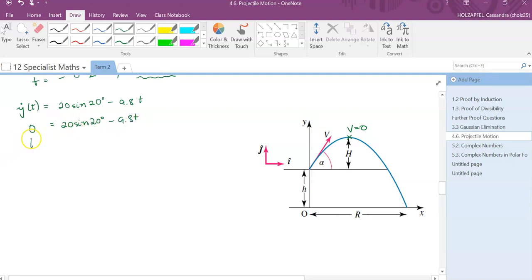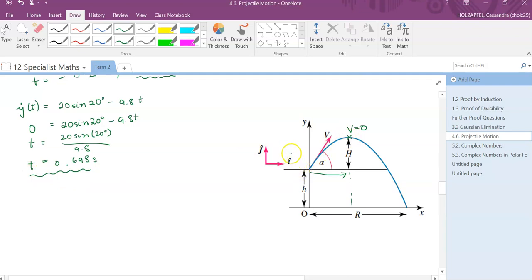So if I rearrange that, I'm going to get t is equal to 20 sine 20 divided by 9.8. So the time that I'm going to get for that one is 0.698 seconds. So that's how long it's taken to get from here to here. Now, like I said in the beginning, what we did previously was we just doubled that value, and that gave us that total time. But in this case, you can see that it's falling for a lot longer because we've actually done it off of a platform. So that's why the maximum height reached is not actually in the middle of the time of flight.